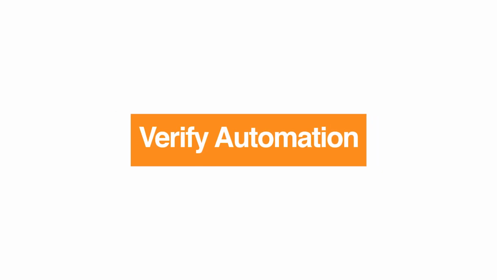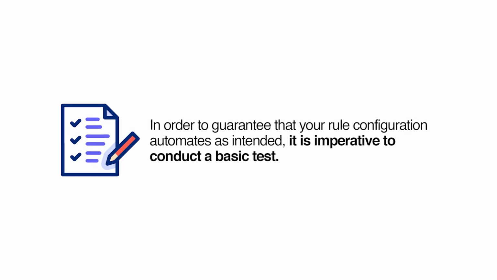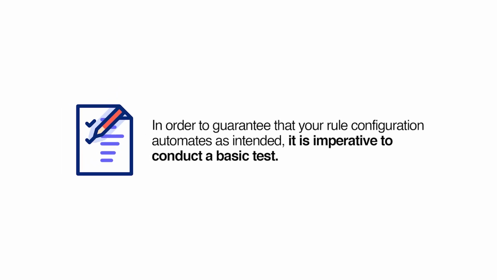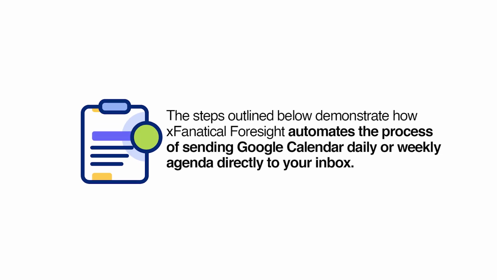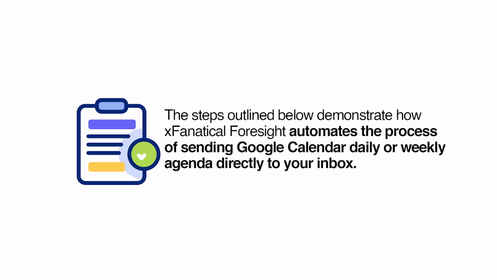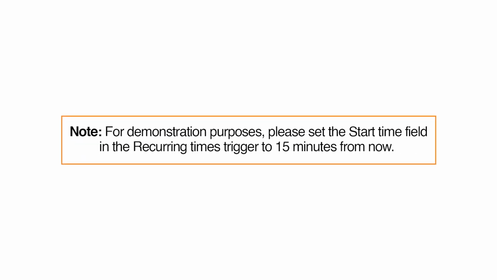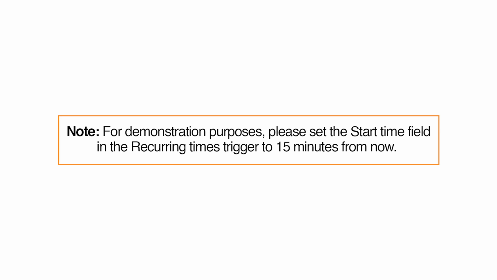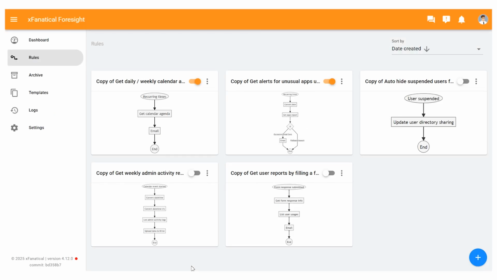Verify automation. In order to guarantee that your rule configuration automates as intended, it is imperative to conduct a basic test. The steps outlined below demonstrate how xFanatical Foresight automates the process of sending Google Calendar daily or weekly agenda directly to your inbox. Note: for demonstration purposes, please set the Start Time field in the Recurring Time trigger to 15 minutes from now. Wait until the configured trigger time.